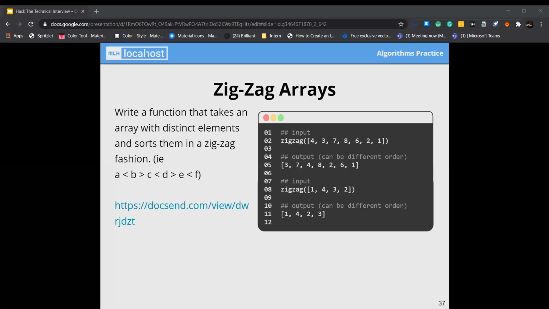Zigzag array. This is an unusual problem. We usually get a problem to sort an array. This is a weird kind of sort where you have to sort in such a way that A is less than B, then greater than C. Like every alternate element, the sign of sorting changes. This was one of the problems.